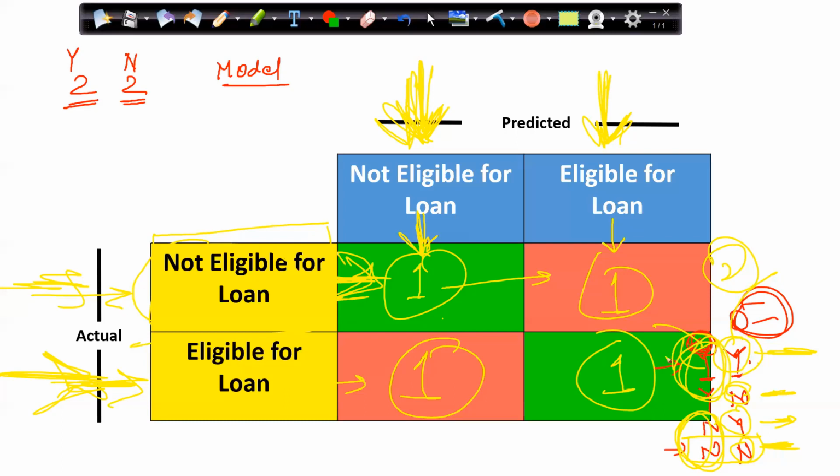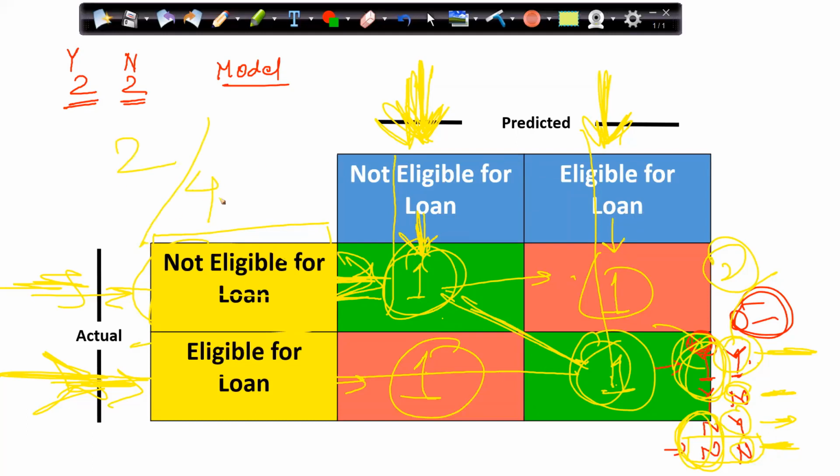But now matching one is how much? As per the actual and predicted, matching one is which one? This is the diagonal part. This is as per the actual, not eligible, as per the predicted, not eligible. This is as per the actual, eligible, as per the predicted, also eligible. So this diagonal part is correct. That is 1 plus 1, that is 2, out of 1 plus 1 plus 1 plus 1, that is 4. So my accuracy comes out to be 50%.